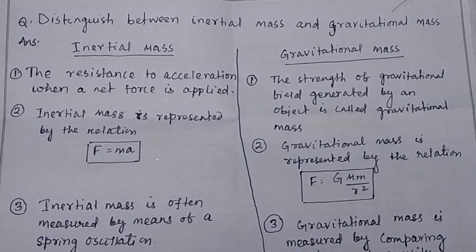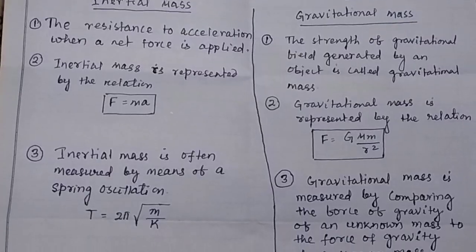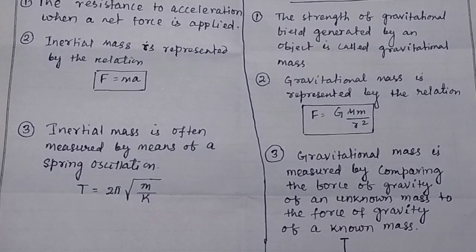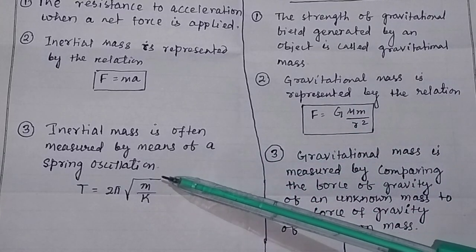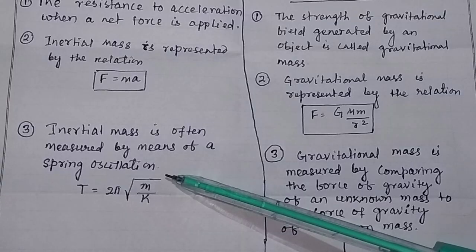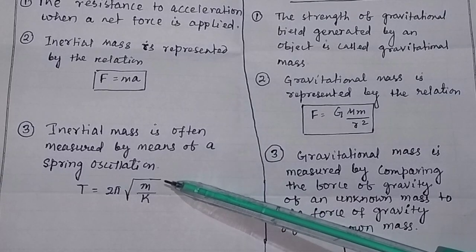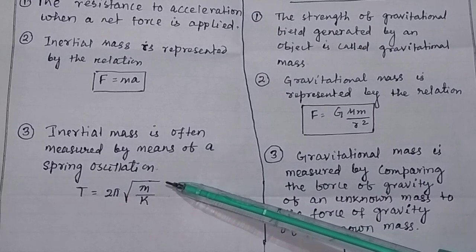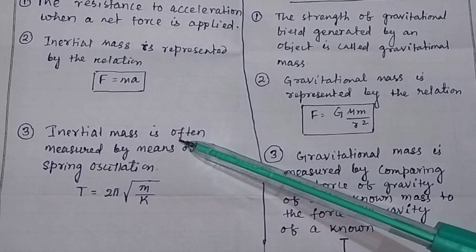Then how do you measure inertial mass? You can measure the inertial mass by the oscillation of a spring, or the spring oscillation method. By using the spring oscillation experiment, you can measure the inertial mass.